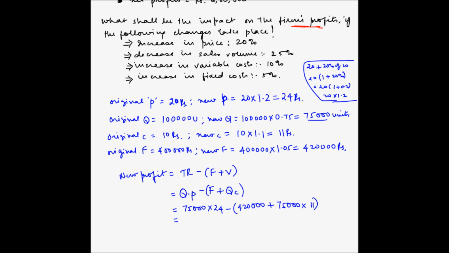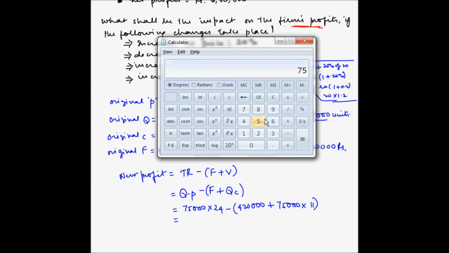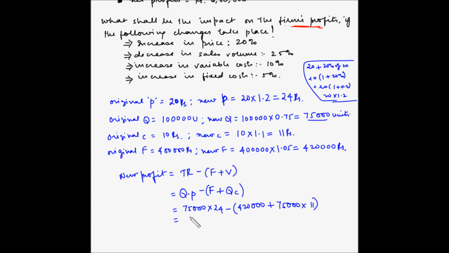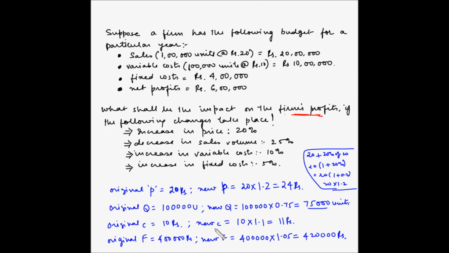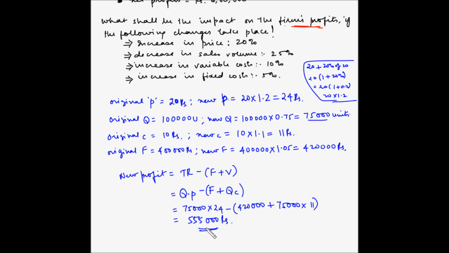So let me pull my calculator. So 75,000 multiplied by 24 minus, in brackets, 420,000 plus 75,000 multiplied by 11, bracket close, is equal to 555,000. So the new profit is now 555,000 rupees. Old profit was 600,000, so definitely the profit has reduced.